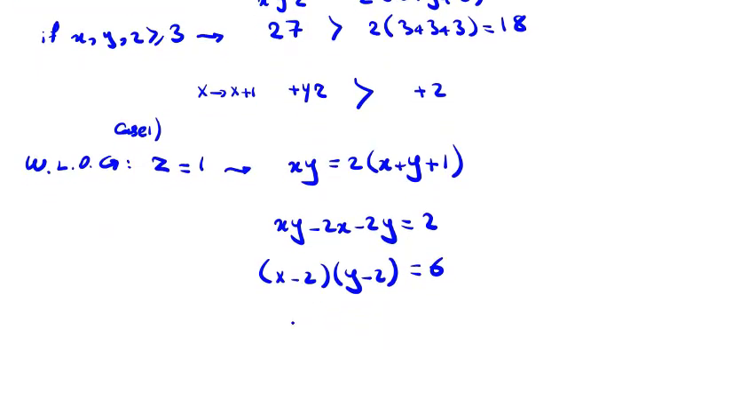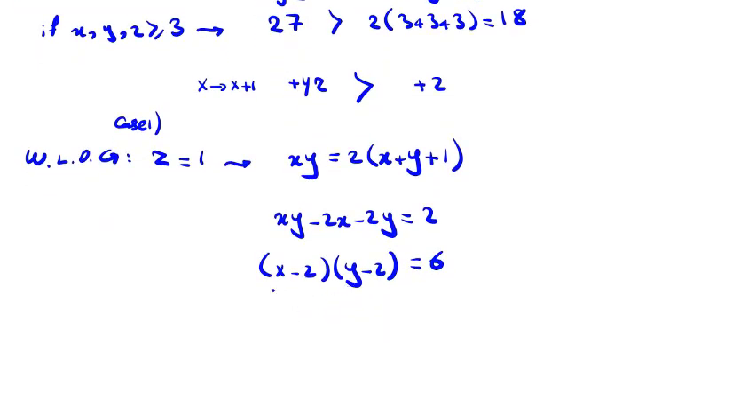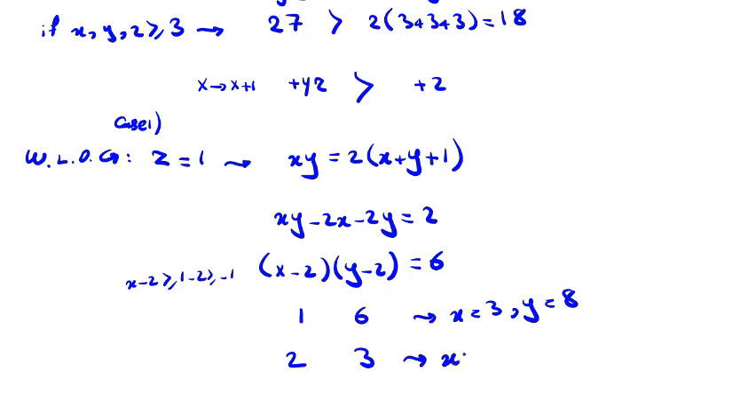Now here, because x and y are positive integers, x minus 2 is at least 1 minus 2, negative 1. If we consider negative 1, the only possible cases are 1 and 6, and 2 and 3. Because if we consider negative 2, negative 3, we can't have that. Negative 1, negative 6, we can't have that because of negative 6. So for this one, x is 3 and y is 8. For this one, x is 4 and y is 5.